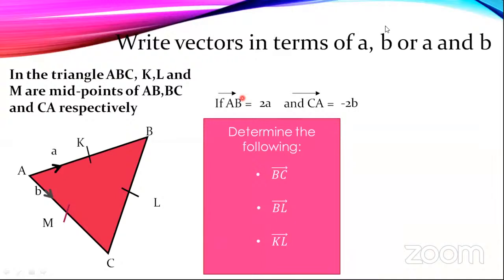So, students, I am looking at what we are given. We are already given the vector AB to be 2A. We are also given the vector CA, which is negative 2B, which means that I would be going from C to A. What would AC be if I'm going from A to C? Yes, that would be the opposite of CA. So that would be 2B. All right. So how could we determine BC, the vector BC?